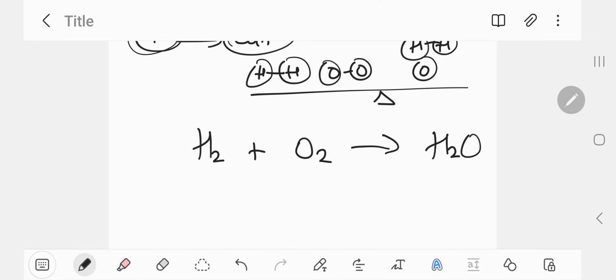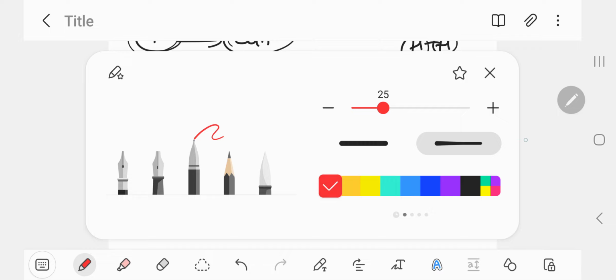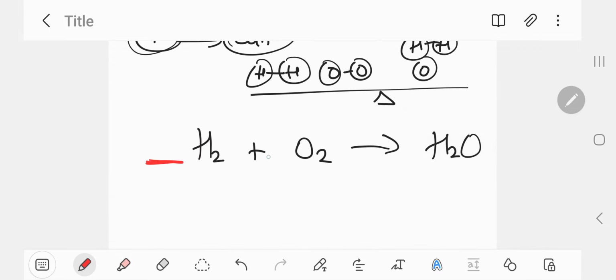Now, the rules of the game are as follows. You can only add things, coefficients. These are called coefficients. If you think back to maths, these are just numbers in front of these expressions, in front of these formulae. And you cannot change the numbers here, the subscripts. You can't change them at all, because that's like creating and destroying matter, which we can't do.